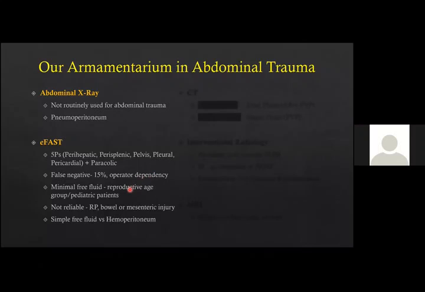Minimal free fluid may always be present in patients of reproductive age group and in pediatric patients, and this needs to be evaluated with caution and in comparison with the clinical status of the patient also. However, it is not reliable for bleeding into the retroperitoneum or bowel or mesenteric injuries. And as I said, the differentiation between simple free fluid and hemoperitoneum is not feasible on ultrasound, and we always consider that it is hemoperitoneum unless proven otherwise.